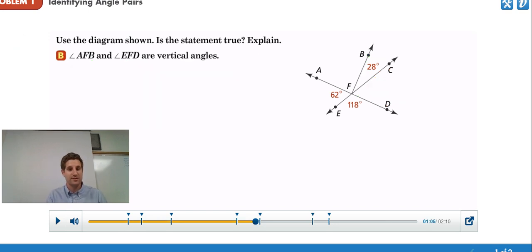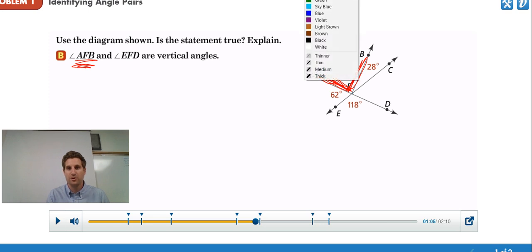Okay, so this is part B, still part of question number 1. And it says, are AFB and EFD vertical angles? So AFB, let's go ahead and find that. AFB is right here. And then we have, go back to green, EFD. EFD is right here. Now they are opposite of one another, but are they opposite rays?